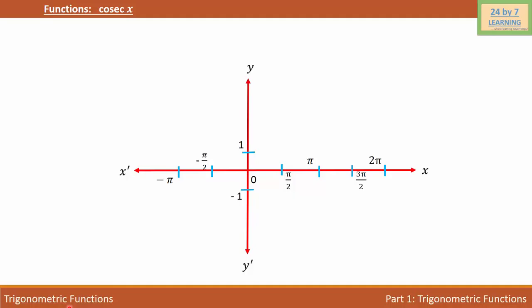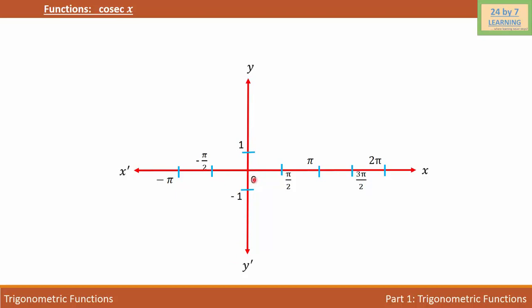Let's talk about the cosecant function. In order to talk about the cosecant function, we need to first graph the function. So let's first consider the x-axis. So this is my x-axis and this is my y-axis. The point of intersection of the x-axis and y-axis is this point, which is the origin.